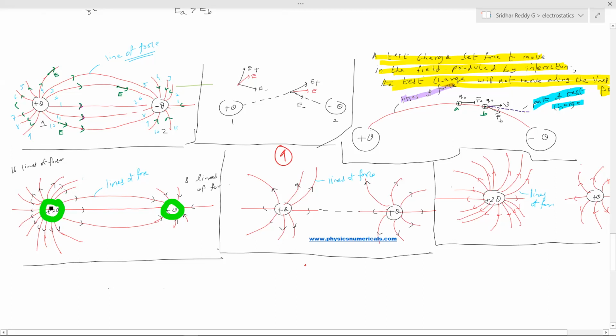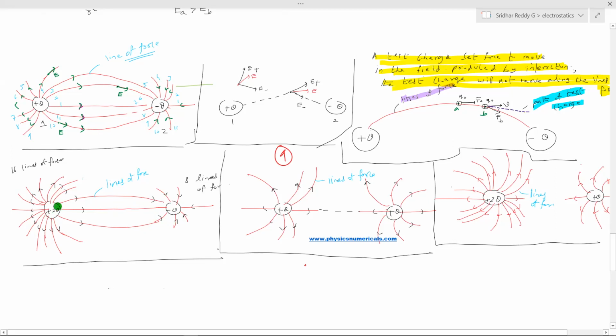Getting the idea? So like this, we'll start counting 1, 2, 3, 4, 5, 6, 7, 8, 9, 10, 11, 12, 13, 14, 15, 16. Okay, 16 lines of force are there. So here also I'm going to count it 1, 2, 3, 4, 5, 6, 7. Yeah, 8. 8 are there. How to draw that one?